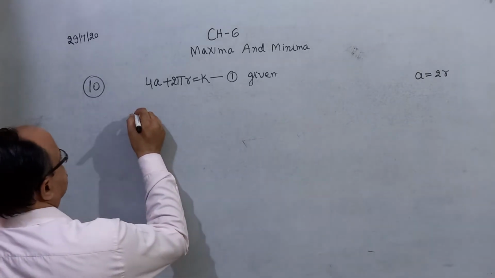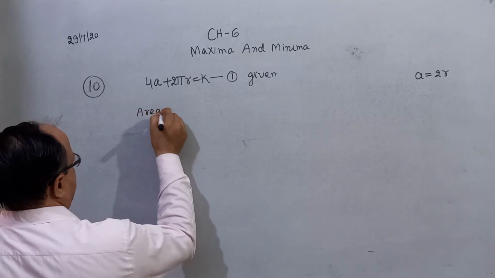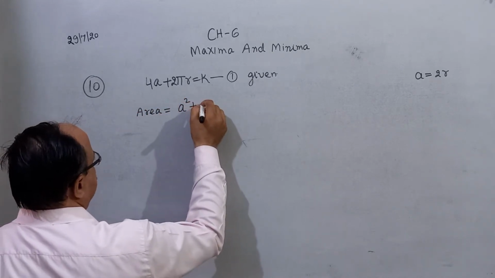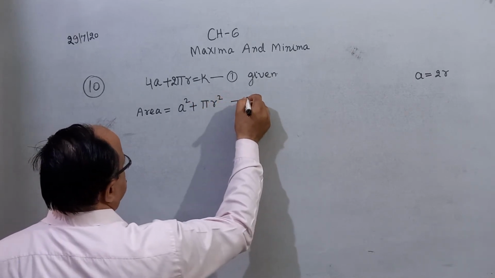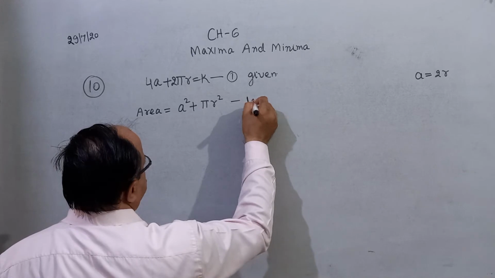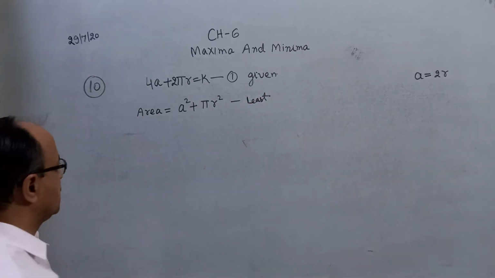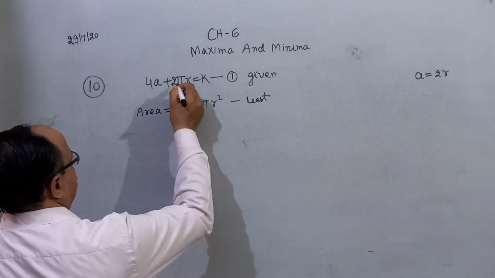and the combined area of both, area of square a square, area of circle pi r square, that is to be least. Clear? Now put the value of a from here.